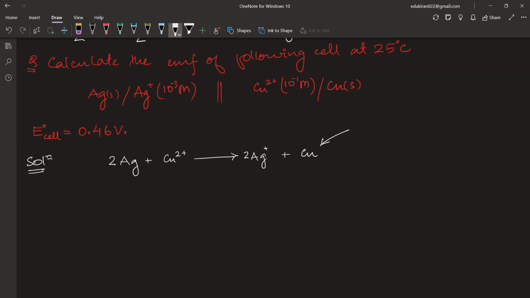Did all of you get this reaction as the complete chemical reaction, the cell reaction? 2Ag plus Cu2 plus is giving you 2Ag plus Cu. Fatima, Sara, and Wafia, did you get the complete cell reaction as this one? Yes or no? Please tell me. Yes, Sara has got it. Okay. Wafia also got the same thing. Yes, sir. Okay. Fine. Fatima, what about you?